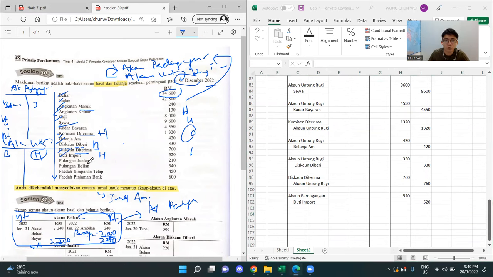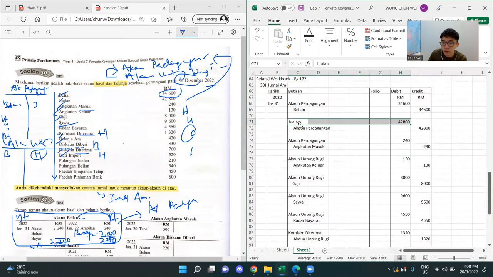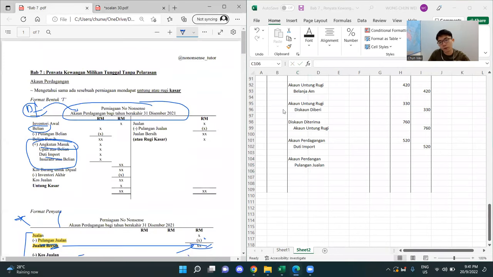Okay. Then pulangan jualan. Okay. So this pulangan jualan is a bit different, but then if you see, if jualan is you debit jualan, you credit perdagangan, then you just tukar lah. So it becomes you debit perdagangan, and you credit pulangan jualan. But then you'd be wondering, okay, see, if you debit perdagangan, you credit pulangan jualan. So you see, the pulangan jualan is actually on the credit side. Maksudnya, supposedly, I should credit my account perdagangan. Tapi sini saya debit account perdagangan and credit account jualan.